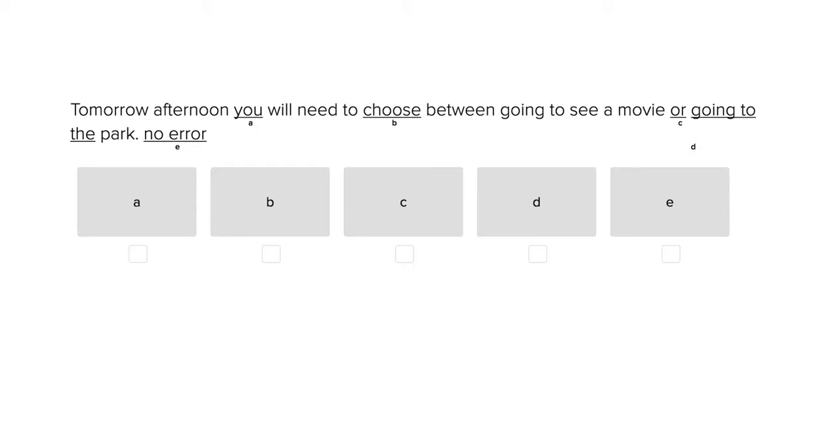This is a writing question that is asking us to assess the grammatical validity of the underlined portions of a written statement. So for this sort of question, the first thing you want to do is simply read the sentence aloud to yourself and then immediately consider the potential answer choices. So let's do that together.